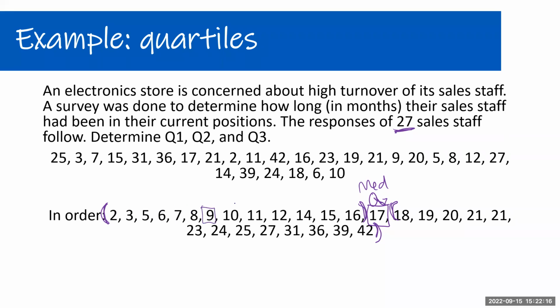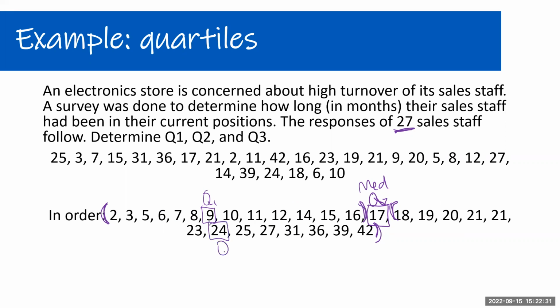9. Check, make sure there's 6 on the other side. 1, 2, 3, 4, 5, 6, and there is. So that's going to be Q1. We're going to do the exact same thing over here, 6 on each side. So 1, 2, 3, 4, 5, 6. 1, 2, 3, 4, 5, 6.